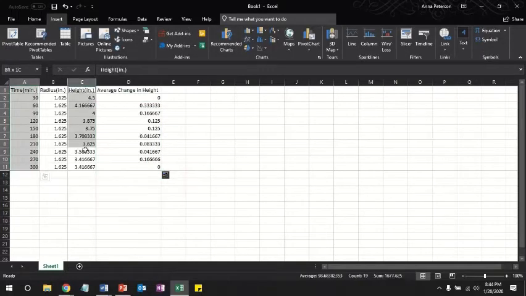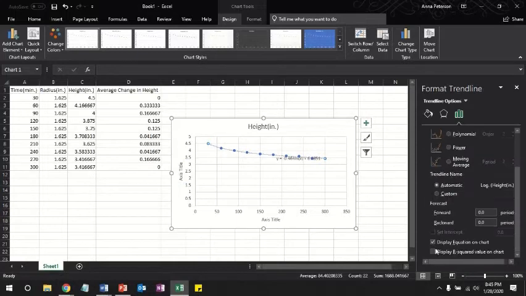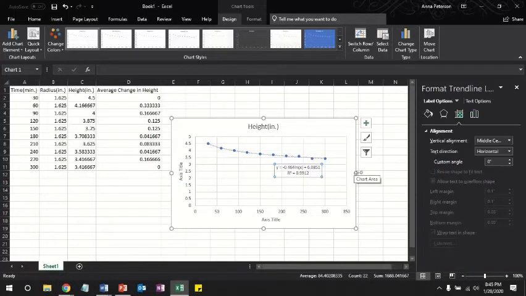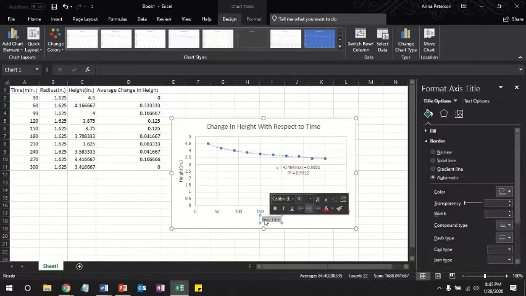This graph requires axis titles, a logarithmic trend line, the r-squared value, and the trend line equation. This graph shows the rate of change in the height of the candle with respect to time.